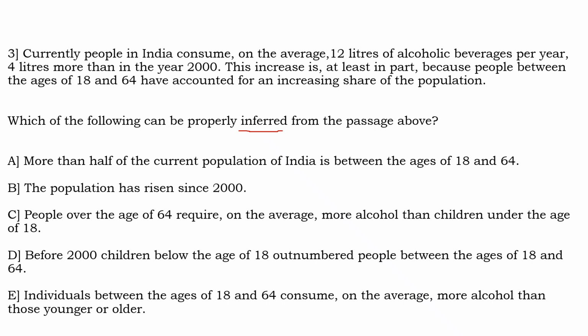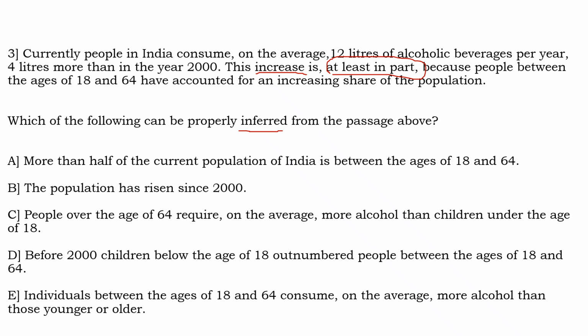So what inference can you very clearly get? Very clearly, you can say that people between the ages of 18 and 64 are consuming more alcohol than the people either below the age of 18 or above the age of 64. That is why this increase is, at least in part, because of them. We cannot say clearly that the entire increase is only because of the people between the ages of 18 and 64, but partly it is.